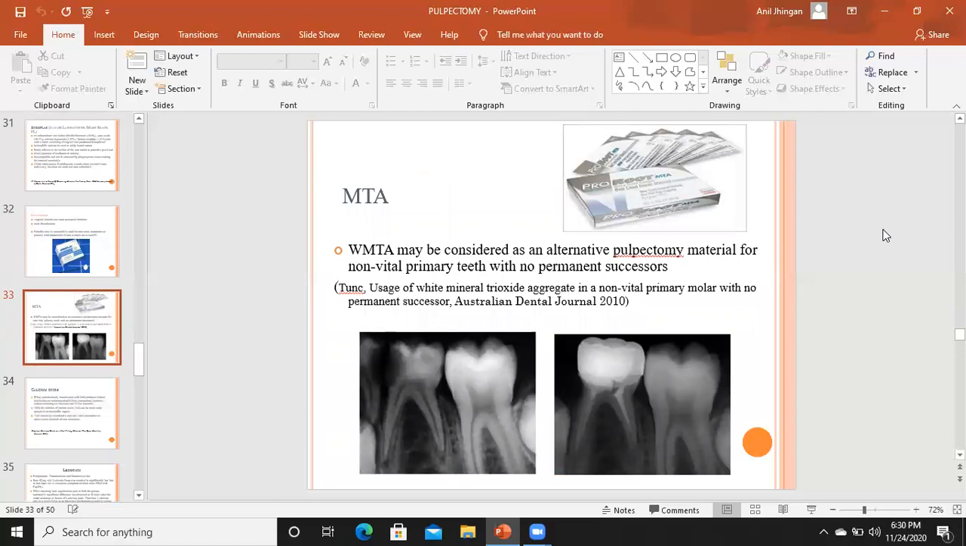Going on to MTA, now like Gutta-percha, MTA is also used as an obturating material for pulpectomy in cases when there are no permanent successors.